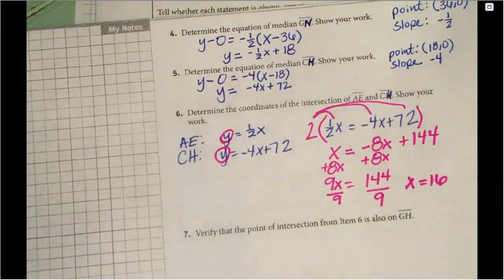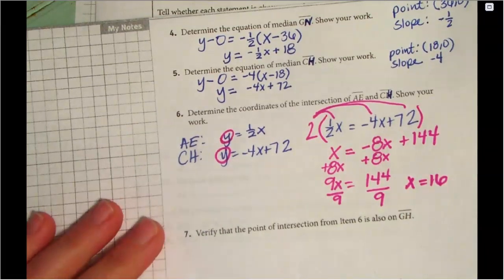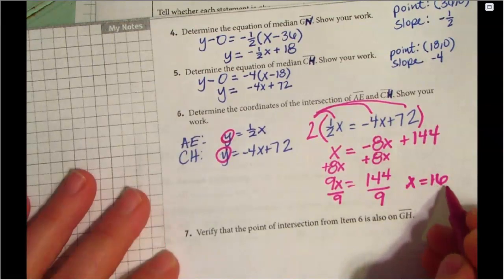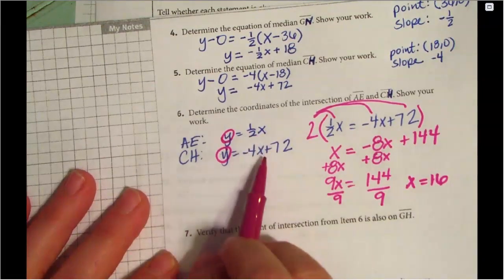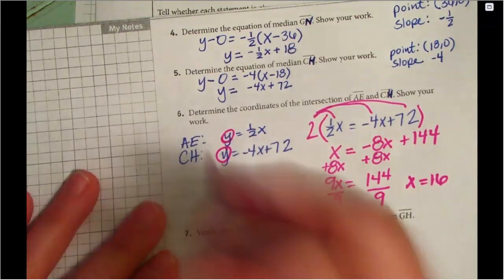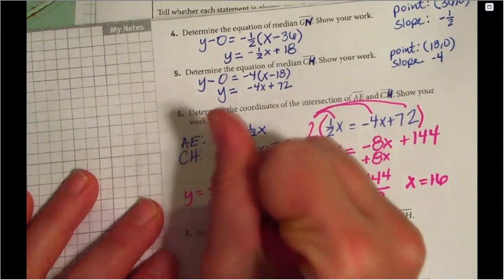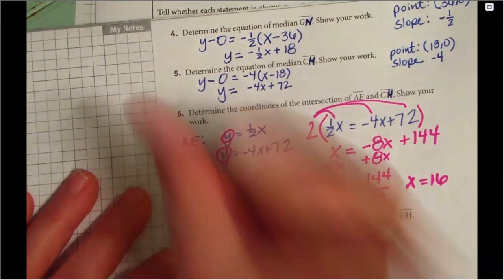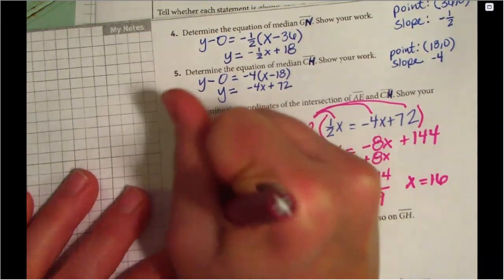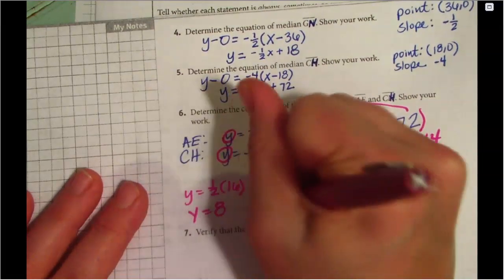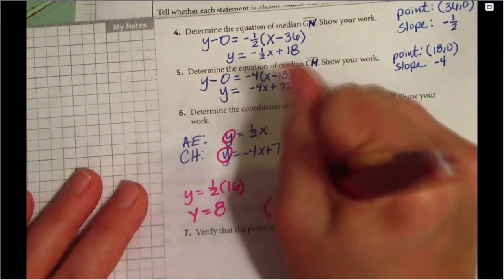Then after that, I need to find the y, okay? Because remember, we're looking for the solution. We're looking for the coordinates of the intersection. We just have the x. You can choose whether to plug it into the first or the second. Doesn't matter. I'm going to plug it into the first just because that's going to be easier for us to do. What's half of 16? Well, that's 8. Okay, so the coordinates are at 16, 8.